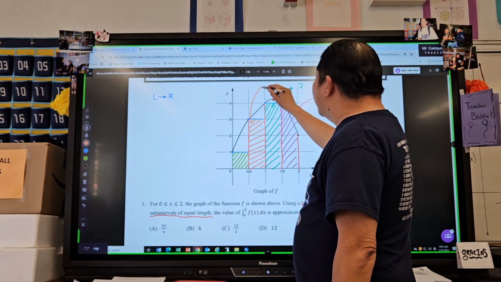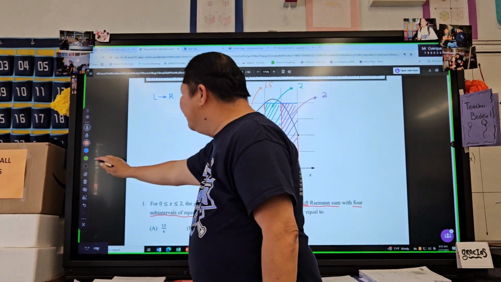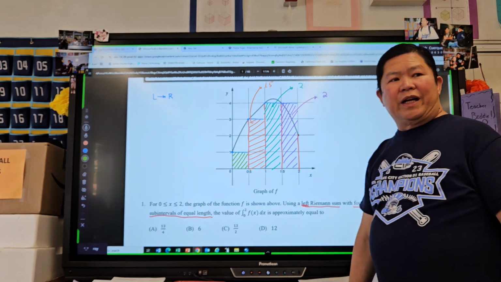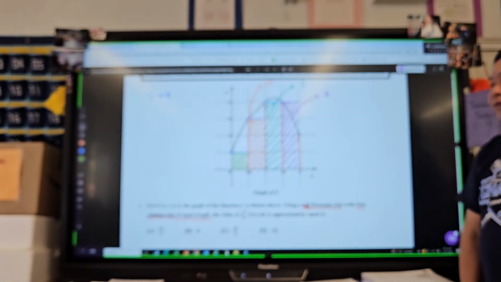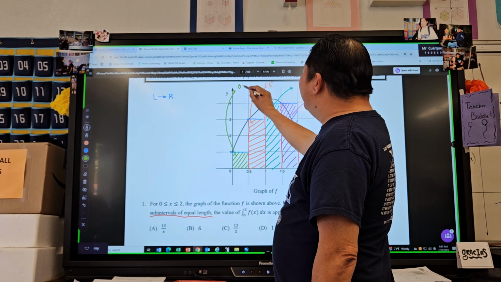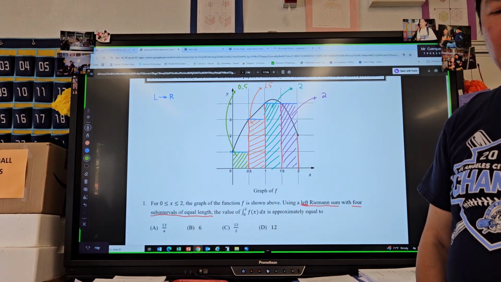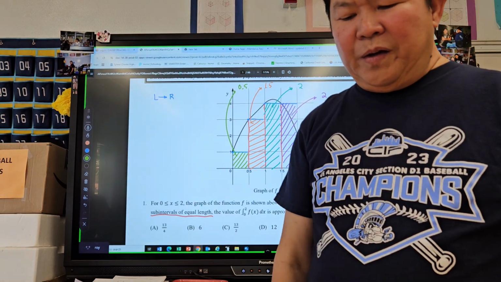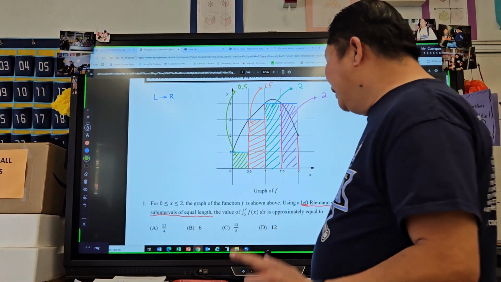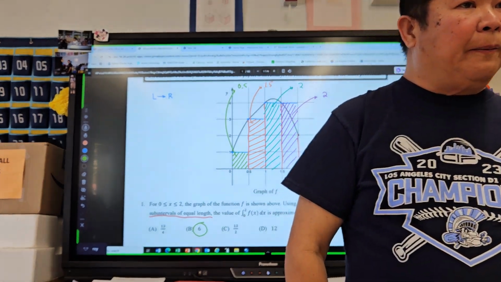So area is 1.5. And what about the green one? The green one is just half, alright, or 0.5. And you add them up, and that's the area. So what's the answer? The area is 6. Okay? So this is test taking strategy.